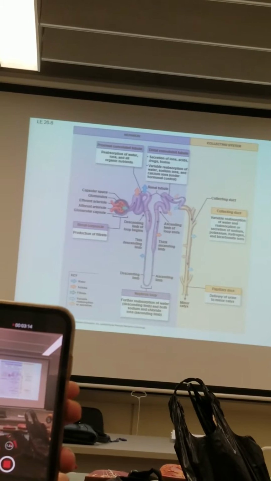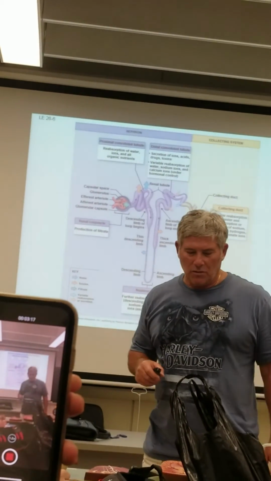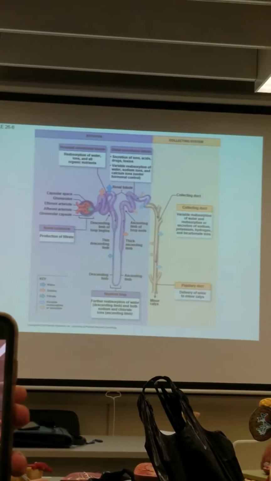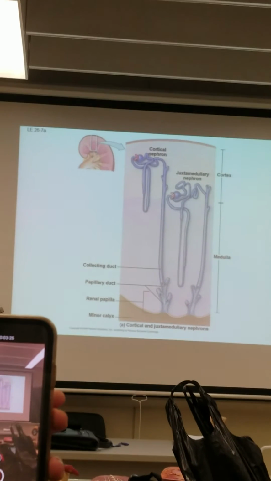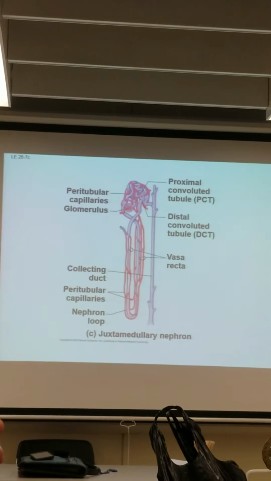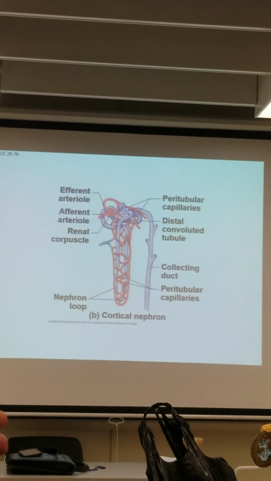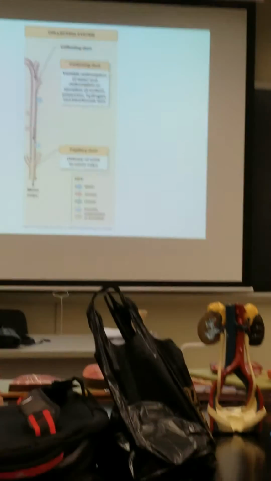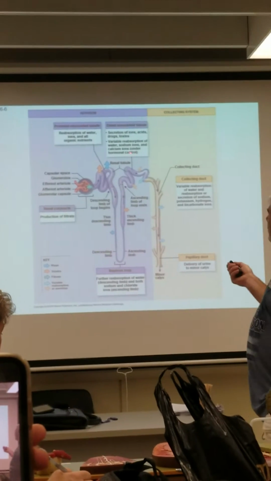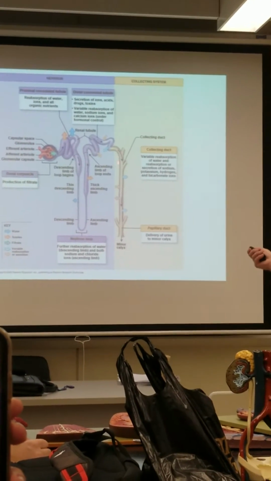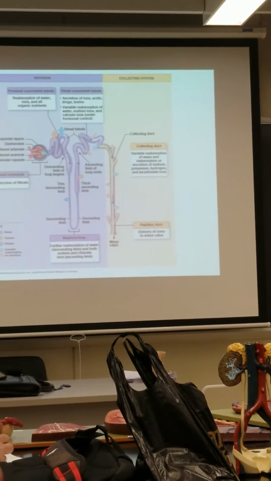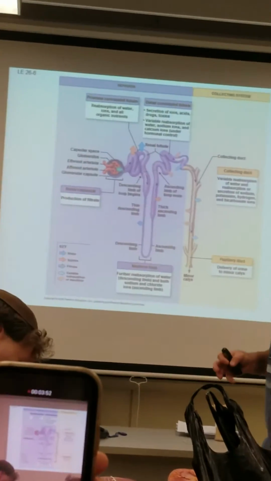All right. Now, should we do the blood first? Now we'll go on to the nephron. Okay? All right. Now, guys, this here is the functional unit of the kidney. This whole entire mess here is called a nephron. Okay? That is that whole mess.